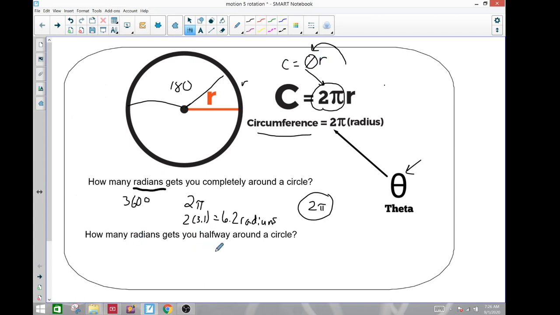Then 2 pi times r would give me the full length of the circle. But if I want to get halfway around the circle, if the whole thing is 2 pi, then halfway is just pi. So if you put pi in here, you're going to get half the circumference for half of the circle. This is a pretty fundamental formula that I use to derive lots of stuff that we're going to be using.